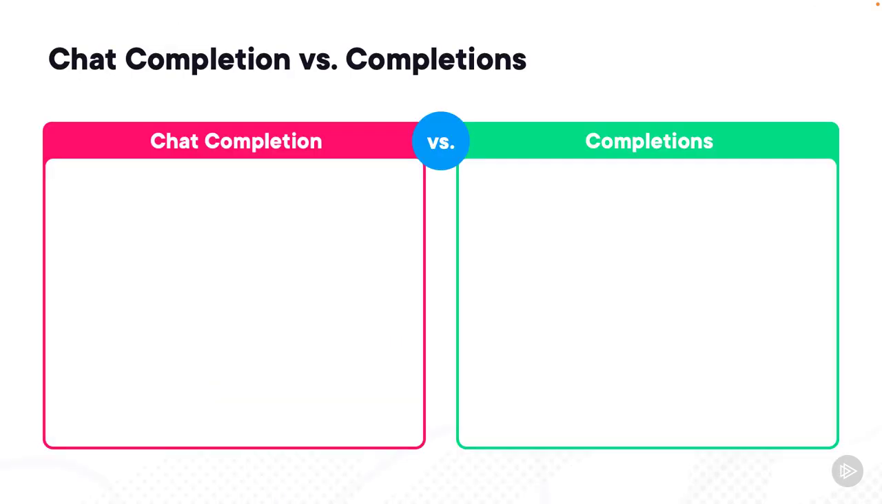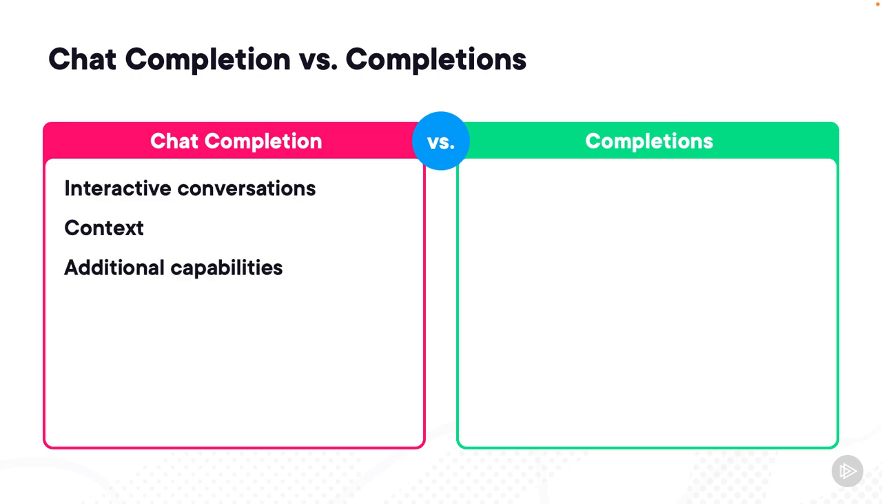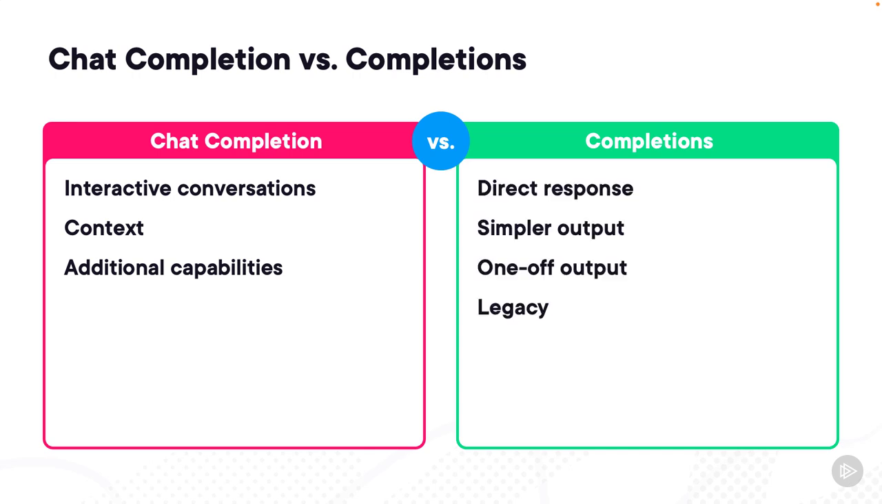Let me do a quick sidebar here, because I've mentioned chat completions and completions. Completions is legacy functionality, but one that was in use, so maybe you will run into an application that uses it. Chat completion, which is what's current, is used for interactive conversations where you can provide context and has many additional capabilities. The completions is more for a direct response to get a simpler output or a one-off output. And as I mentioned, it is legacy. When you're building applications now, always use the chat completion functionality. Okay, back to the code.